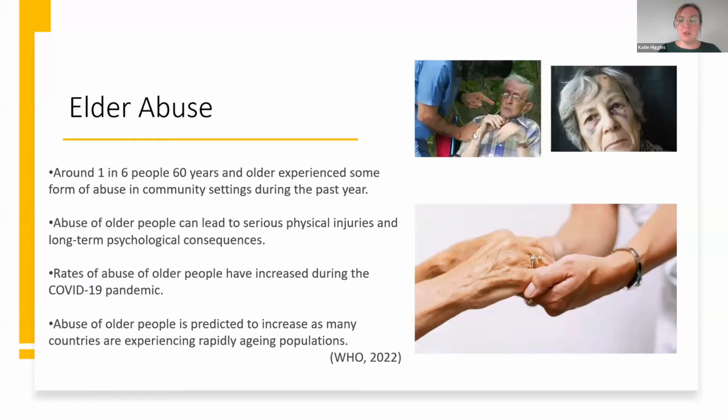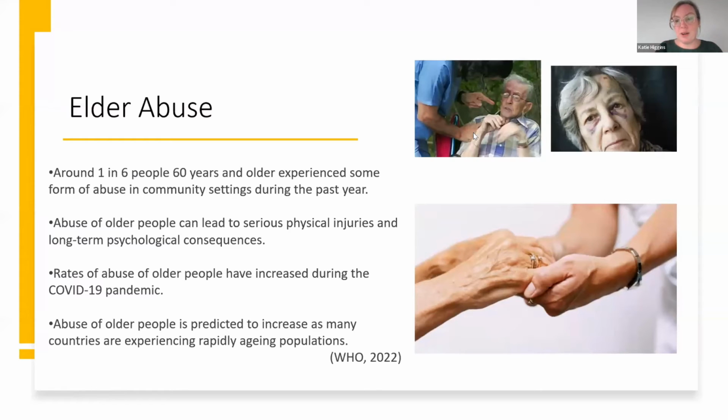So I thought it was really important as well to highlight to you the statistics around elder abuse. So the World Health Organization has published some literature recently about this concept of elder abuse, and it's reported about 1 in 6 people 60 years and older experienced some form of abuse in the community during the past year. And what they found is that the rates of elder abuse have increased since the COVID-19 pandemic. Abuse of older people can lead to serious physical injuries and long-term psychological consequences.